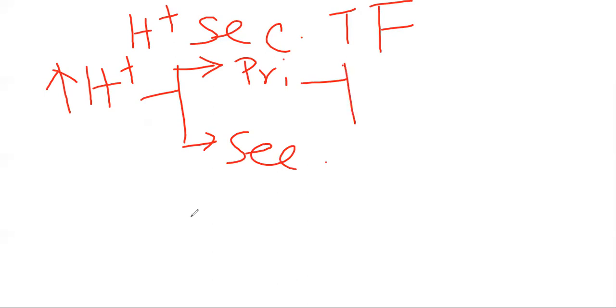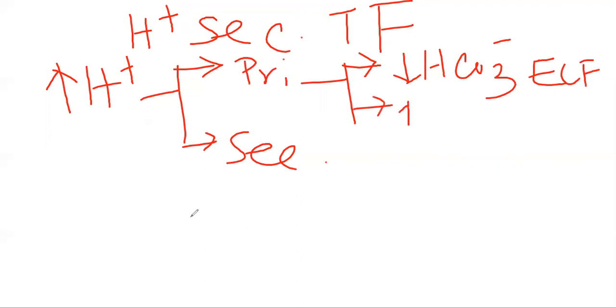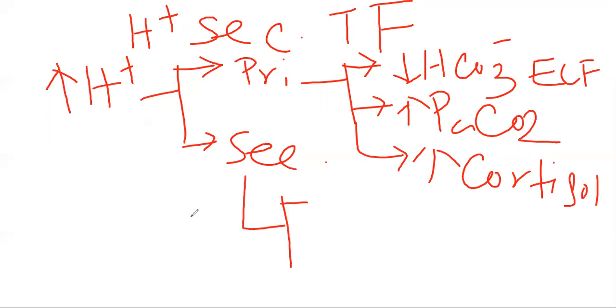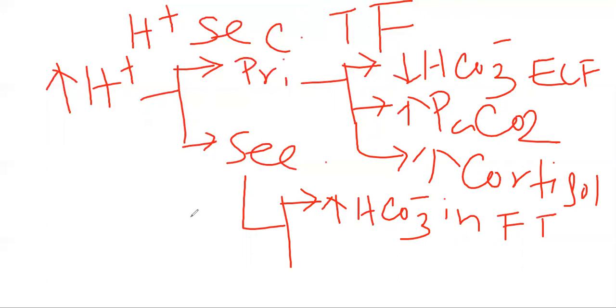Primary causes for hydrogen ion secretion will be decreased bicarbonate load in the tubular or extracellular fluid, or an increase in the partial pressure of carbon dioxide, or an increase in the cortisol hormone. Secondary causes are increased bicarbonate in the filtered load, or increased bicarbonate in the tubular fluid. Here it is the tubular fluid.